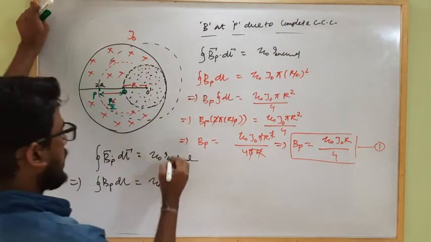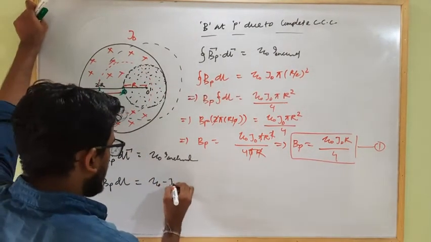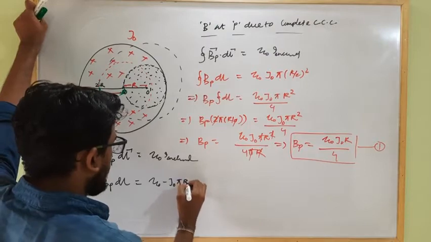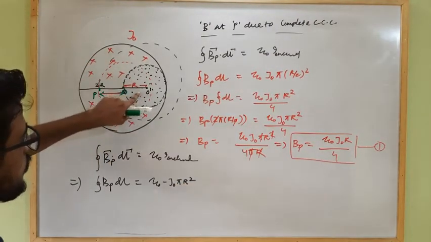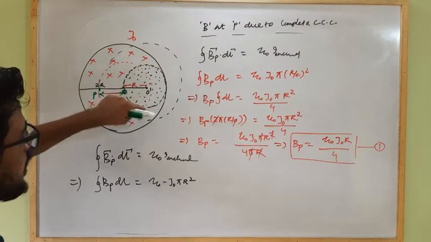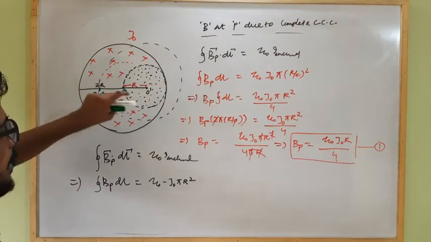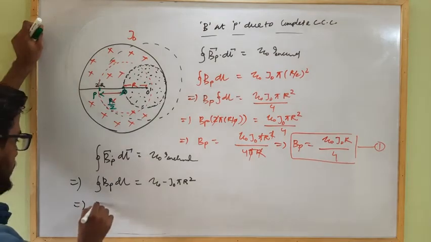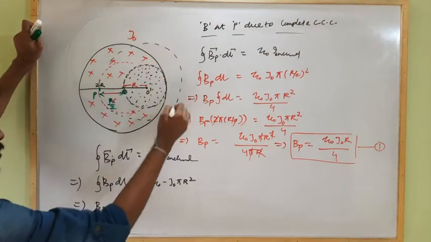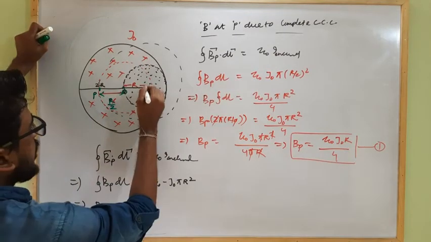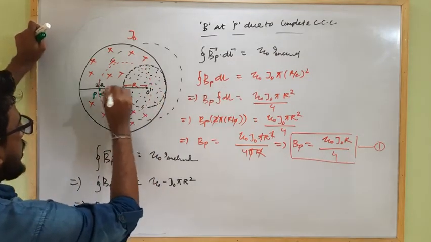Clear? So I enclosed will be minus J naught into pi R square, because the current density is minus J naught and the total area of this current carrying circular loop is pi R square. So this implies B at P closed integral of dl. For this, the complete length of the Amperian loop will be how much? The radius of the Amperian loop will be R plus R by 2, that is 3R by 2.